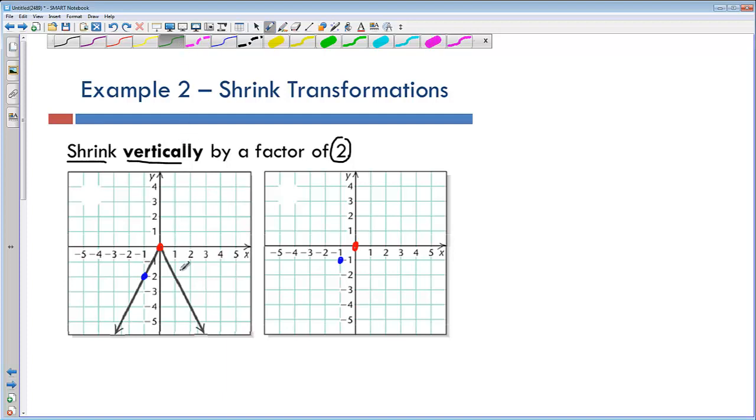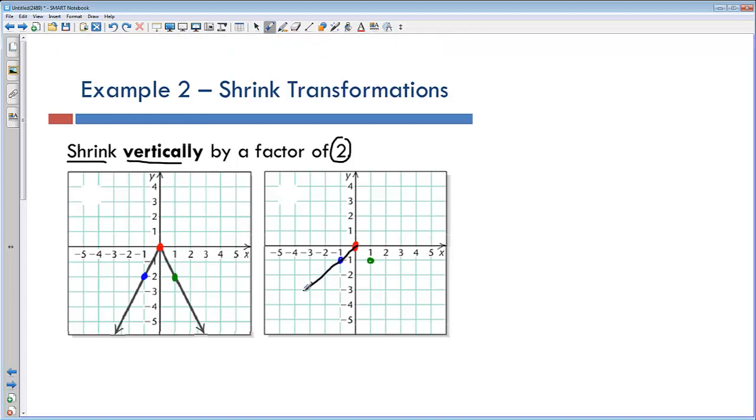Similarly, over here, this point, the green point, if we shrink this vertically by a factor of 2, we just divide the height, which is -2, by 2, and it goes to -1. And we get this point right there. And now we just connect the dots. So it's going to look like this.